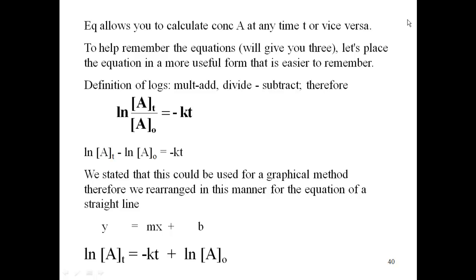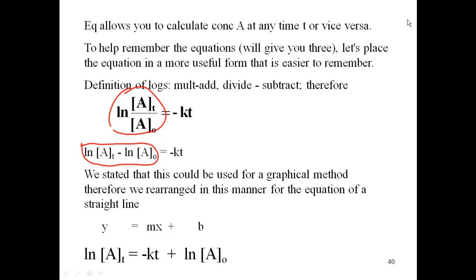Now, to help you remember the equations, because I'm going to give you three, the zero, the first, and the second, we're going to place the equation in a more useful form that makes it easier to remember. If you go back to our original equation, natural log of A_t over A_0 is equal to negative kt. By definition of logs, when one species is divided by the other in logs, we can subtract them and still be equivalent to the same value. So the expression natural log of A_t over A_0 is equivalent to natural log of A_t minus natural log of A_0.